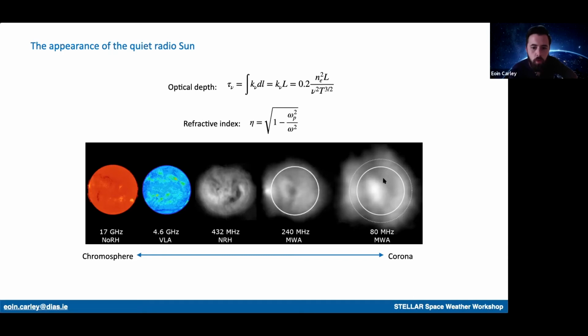Oh, is that the measure of the refraction at those wavelengths in the MWA image here? Yeah, I'm not so sure. I'd have to go back to the original paper. My guess would be that this is the predicted tau equals 1 for 80 megahertz, where we expect 80 megahertz to be escaping the corona.